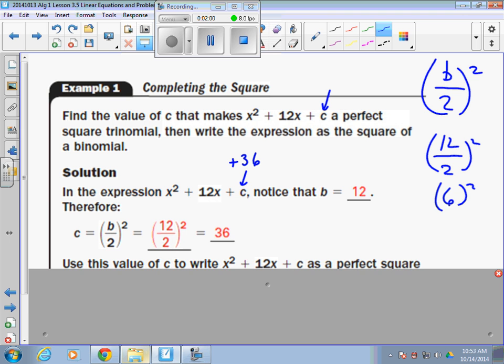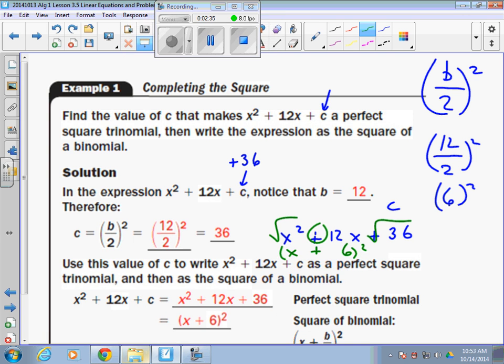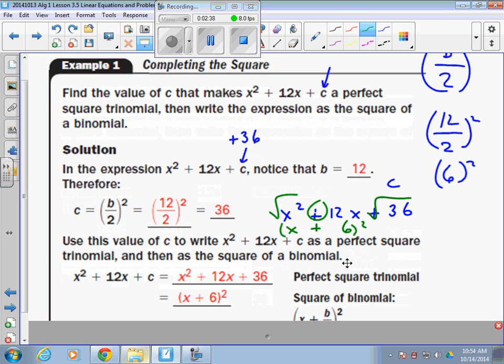Use the c value to write it as a perfect square. Now what you're going to have is x squared plus 12x plus 36. That's our c value we just plugged in. Then when you take the perfect square trinomial, you take the square root of a, which is x squared, and that gives you x, and the square root of c, which is 36, is 6. It's still the sign in front of b, which is plus, and then you square that. So x plus 6 squared is the square of the binomial.